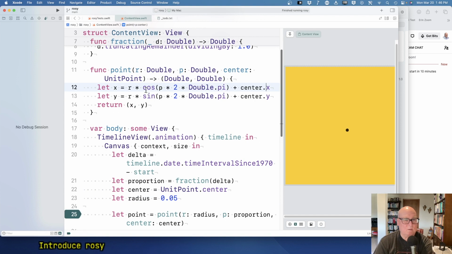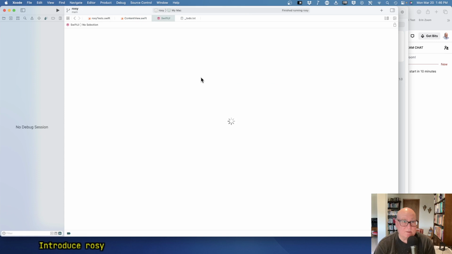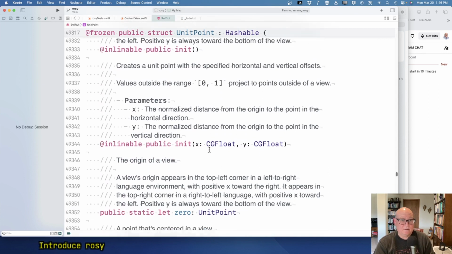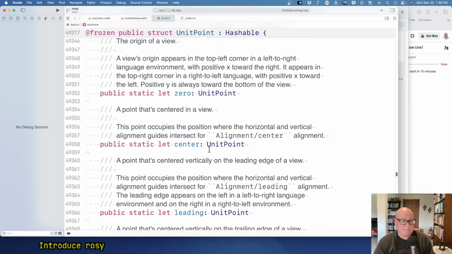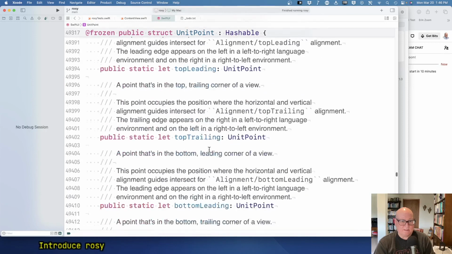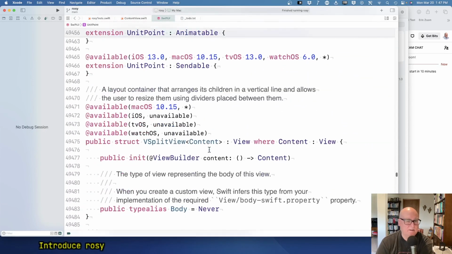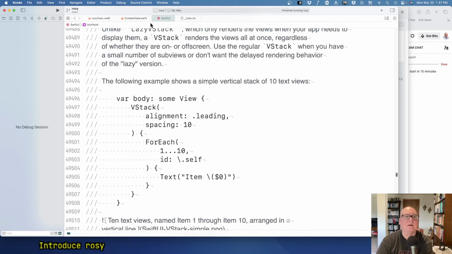That gives us coordinates; these are unit point coordinates. So maybe let's see what unit point is. Is it a CG point? Then we can just use it directly down there. It's not. It's its own thing. See if it has anything to convert back to CG points. Not really.